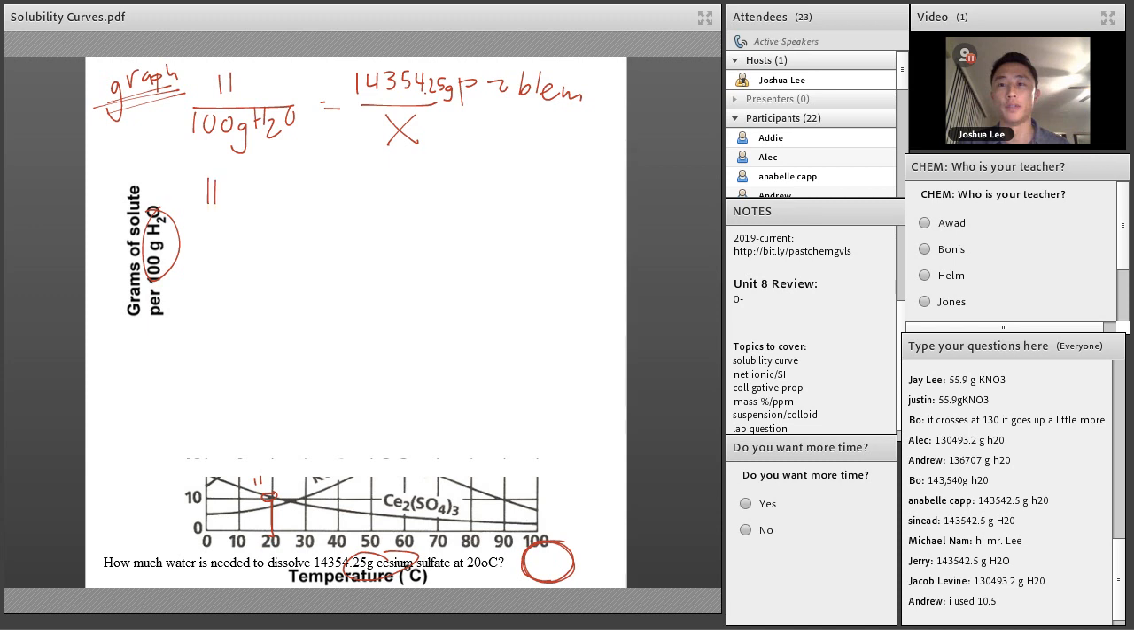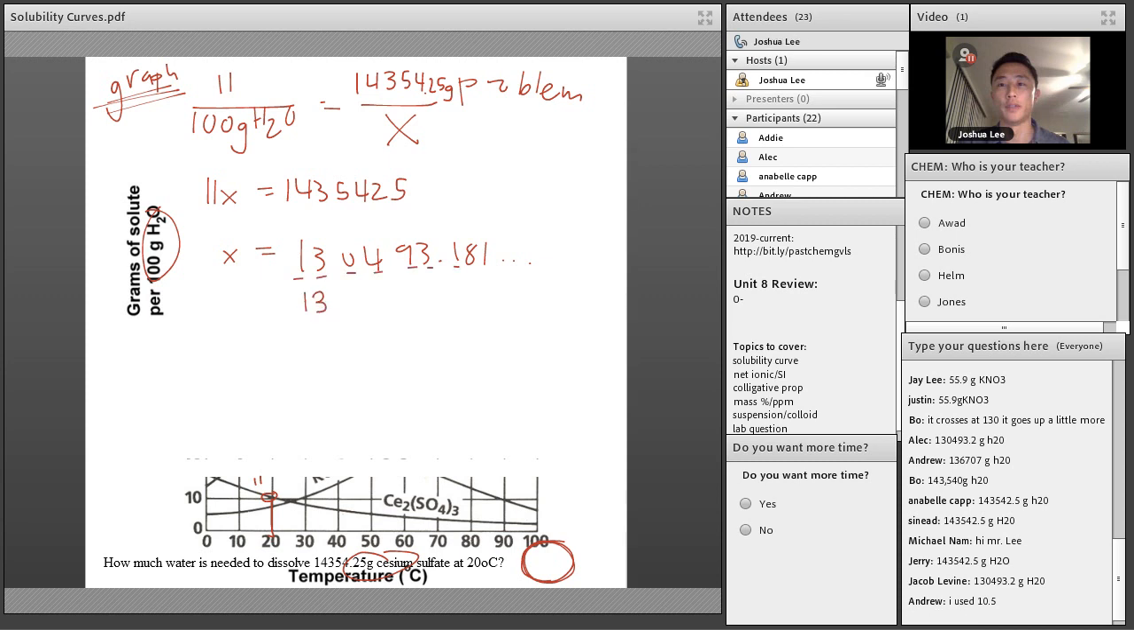So this becomes like 11x equals 1435425. X equals, oh, for those of you who did that 10, it was easy. You use 10. 134, oh, 93.181... 26 figs, 1, 2, 3, 4, 5, 6, 7. 1, 2, 3, 4, 5, 6, 7.